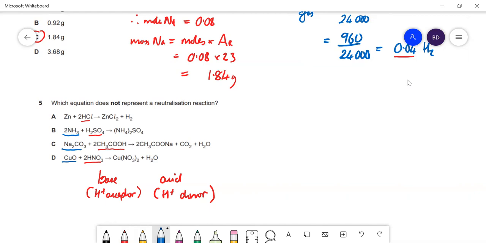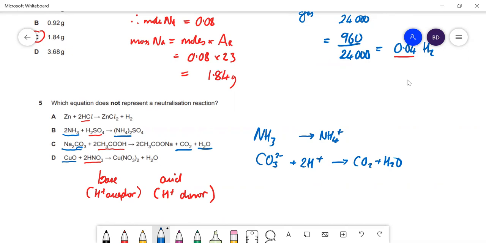Ammonia, NH3, is that a base? It is, because it ends up here as an NH4 plus ion. So that's accepted a proton. Sodium carbonate: the sodium is a spectator ion. Carbonate ions will accept H plus ions to form CO2 and water. So that is a base. And here we've got the oxide ion, O2 minus, which is in copper oxide. That's going to accept 2 protons to form water.